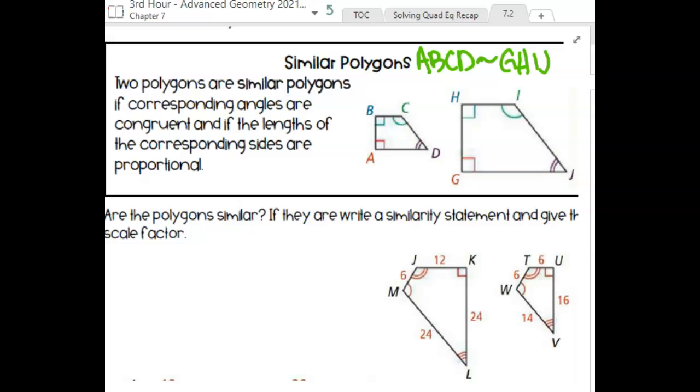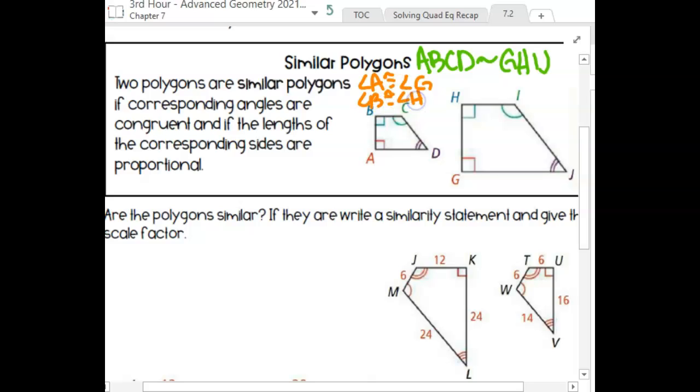All right? So, since they are similar, and since I named it this way, we know that the corresponding angles are congruent. I know that angle A is congruent to angle G. I know because it's marked on the picture, but I also know because they're the first letters, like we talked about. We have angle B congruent to angle H. We have angle C congruent to angle I. And we have angle D congruent to angle J. So the angles are pretty straightforward. Congruent, they measure the same. You know one, you know the other.